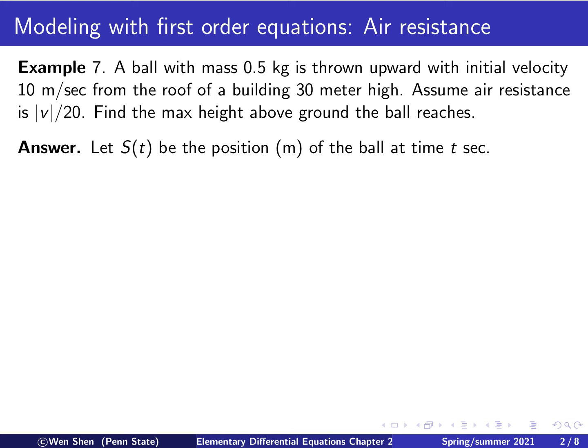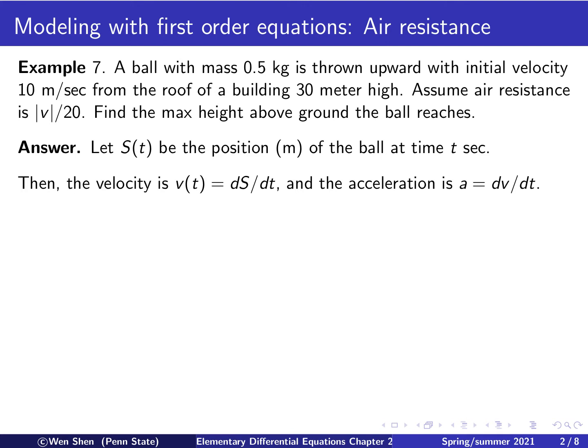Let's define our variable. We call it capital S of t. That will be the position of the ball at time t. So the position will be in meters. And now we can assume upward to be the positive direction, and then the position would be the height of the ball above the ground level.